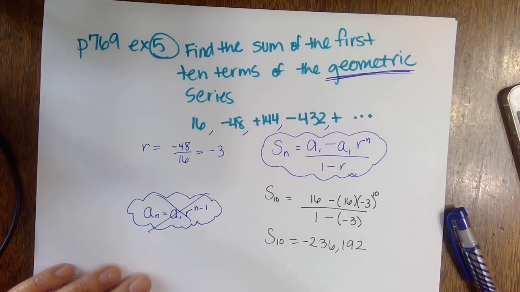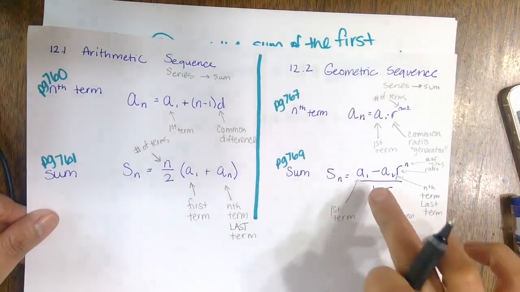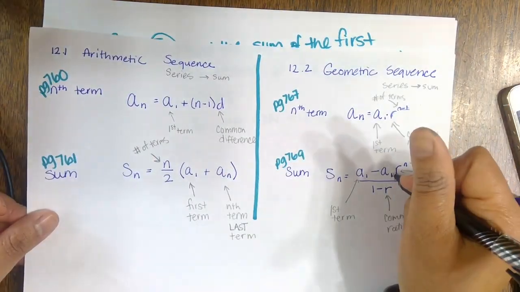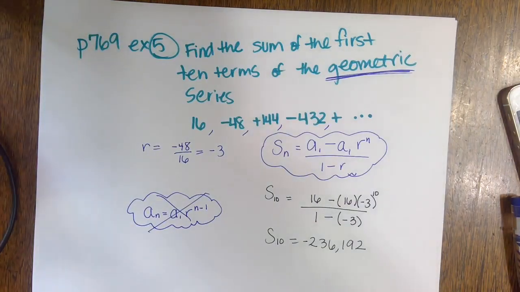All right, good luck on your homework. Again, you have to have this formula sheet just to make sure that you understand that, and hopefully you have that correct. That is your first term, not your nth term. I had that originally wrong. Okay, that's it. Thank you.